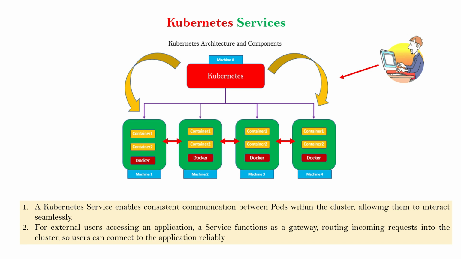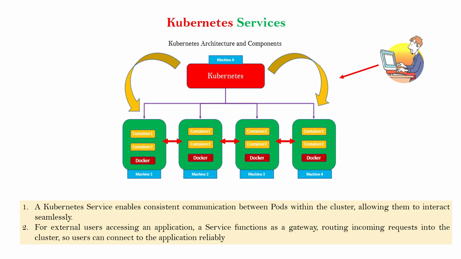A Kubernetes service enables consistent communication between pods within the cluster, allowing them to interact seamlessly. So if we have multiple worker nodes where multiple pods are running, and inside the pods multiple containers are running, then to allow communication between all the pods and containers, we define services. Along with that, for external users accessing an application, a service functions as a gateway, routing incoming requests into the cluster so users can connect to the application reliably.